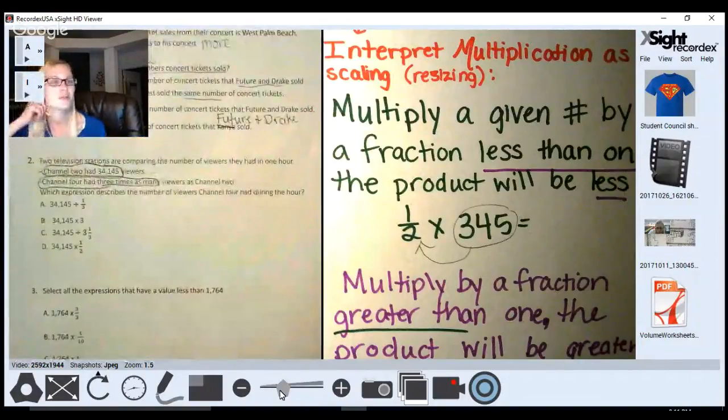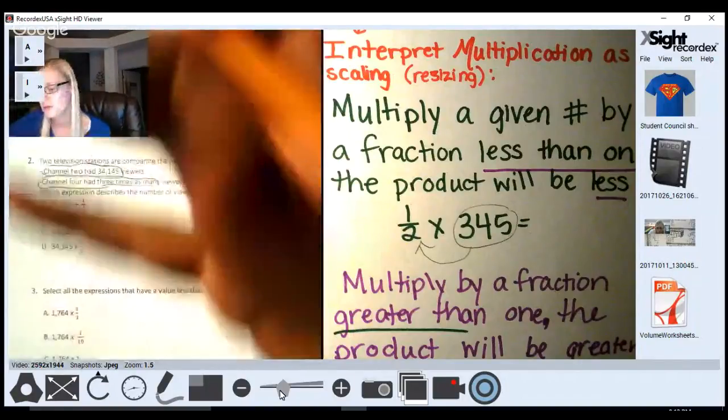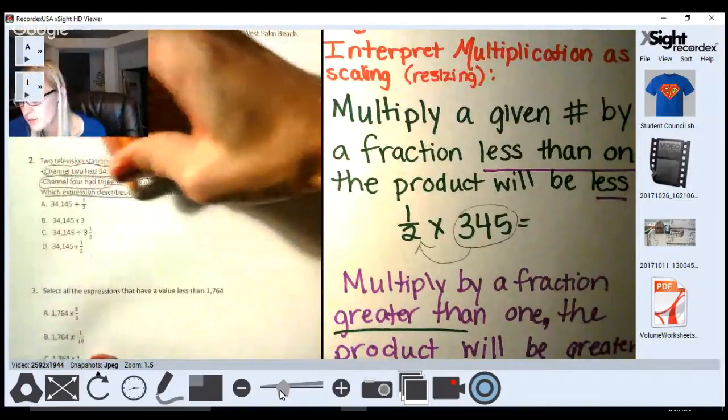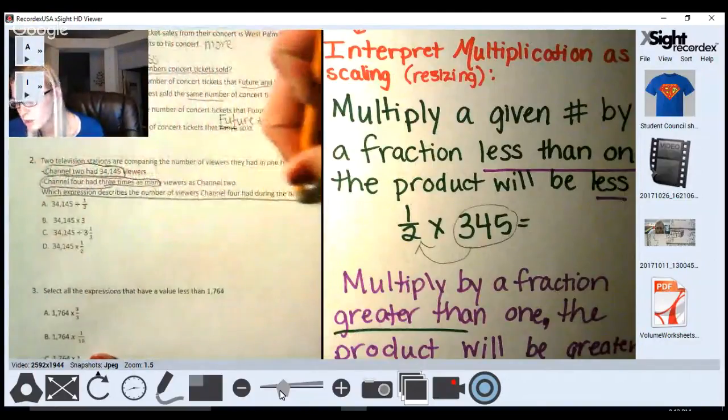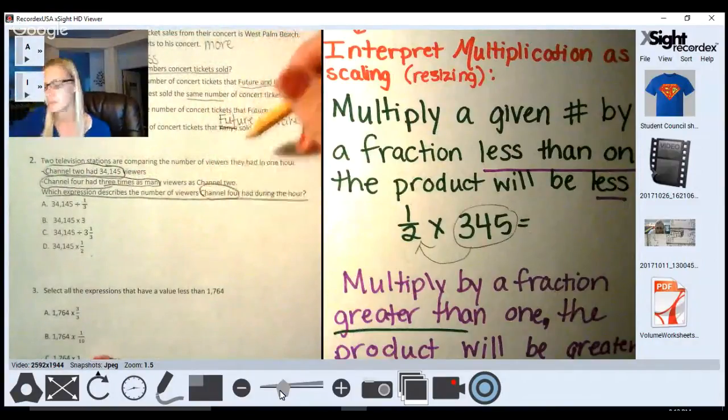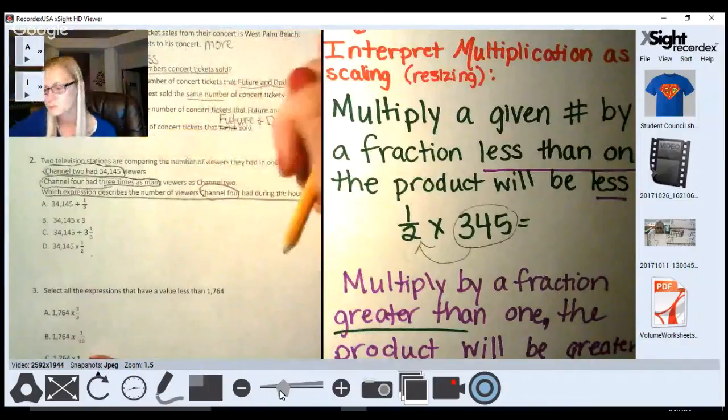Boom, I got 3 times as many for Channel 4. So I've got my numbers circled, and now I want to go through and underline my question. Which expression describes the number of viewers Channel 4 had during that time? So be careful that we're looking for Channel 4's comparison, not Channel 2's comparison.